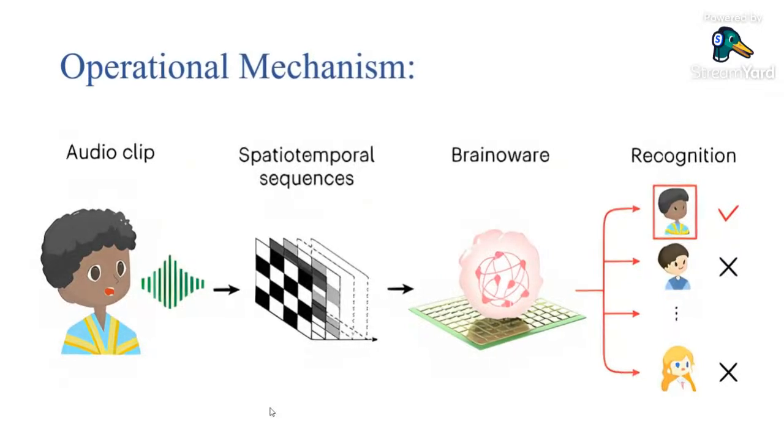Now, how does this operate? This has a three-layered architecture. There is an input, there is a reservoir, and there is an output. Input signal processing: input signals in the form of electrical stimulation are processed through the organoid neural network.